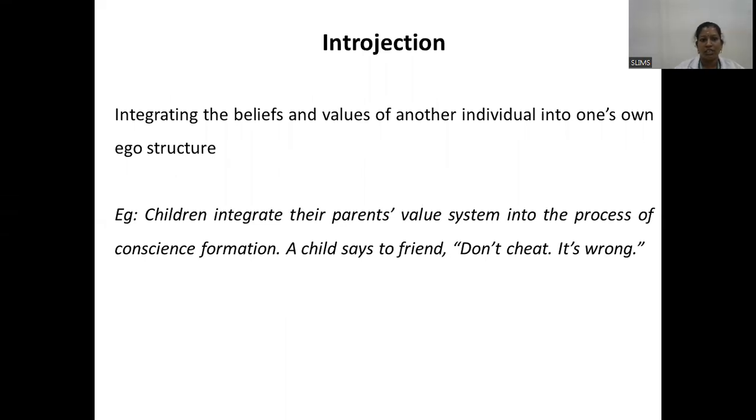Introjection: integrating the beliefs and values of others into one's own ego structure. Example: children integrate their parents' value systems into the process of conscience formation. The child says to a friend, don't cheat, it is wrong.